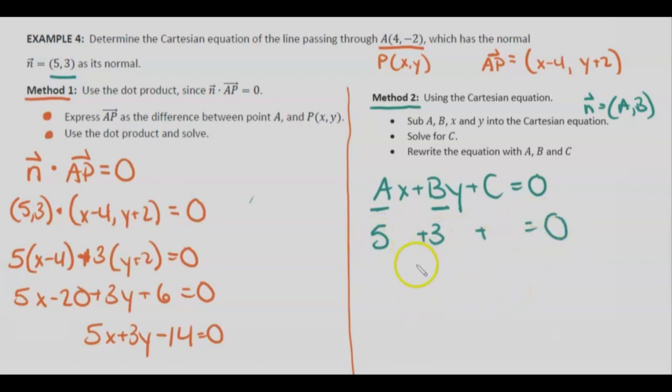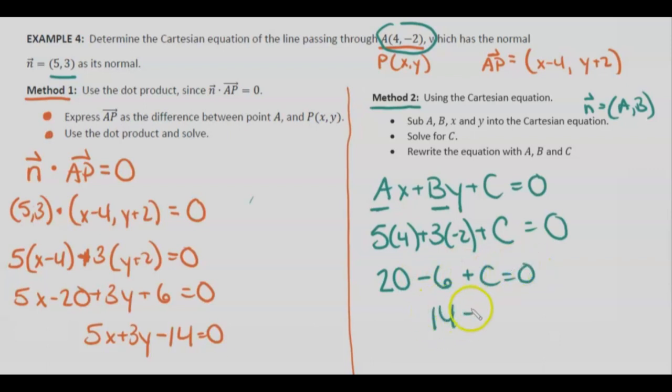Leave a couple spaces. Now, we also have a coordinate (x, y). Our coordinate is (4, negative 2). We don't know c, so we have one equation, one unknown, we can solve. So 5 times 4 is 20. 3 times negative 2 is negative 6. And then plus c equals 0. So 14 plus c equals 0. I get c equals negative 14.